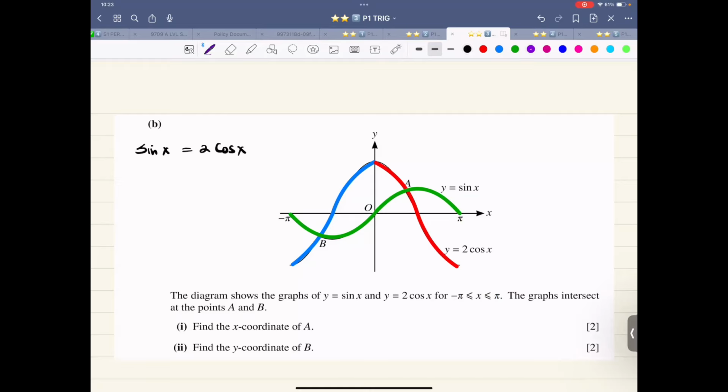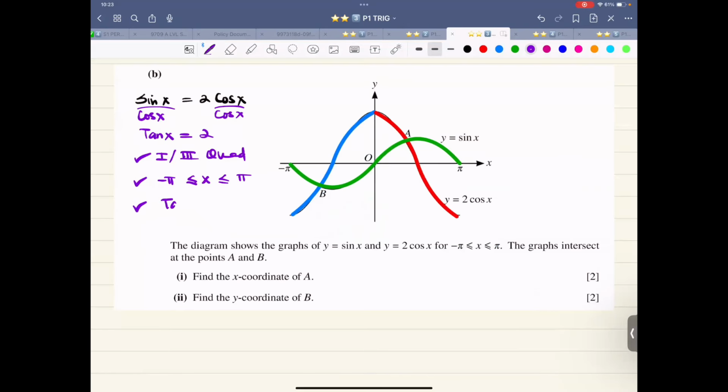You cannot take common. So what should you do? Divide both sides by cos x. In other words, sine over cos is tan, so tangent x is equal to 2. Start the process. This is the first quadrant, that is the third quadrant. Tan is positive in these two. But remember, we are going from minus pi to positive pi. Range of x is between negative pi and positive pi.